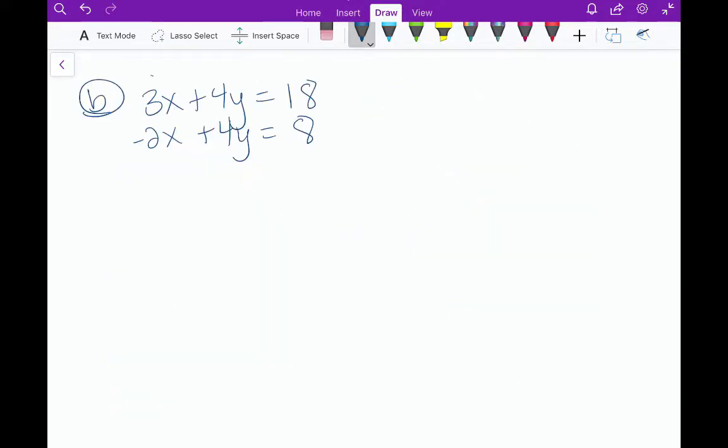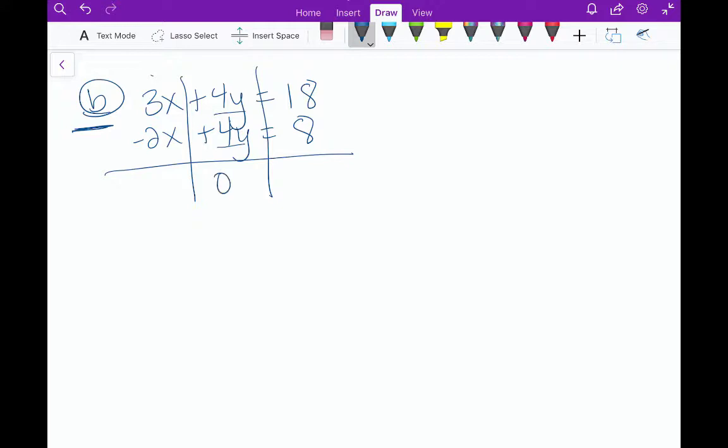The next example, again, I have the x's and the y's lined up, so that looks good. I'm looking for the same or opposite coefficient. So I see that these have the same coefficient exactly, 4 and 4. How do I make that equal to 0? This time I have to subtract. Why? Because 4 plus 4 is 8, and I don't want 8, I want 0. So I have to subtract in order for that to be 0.